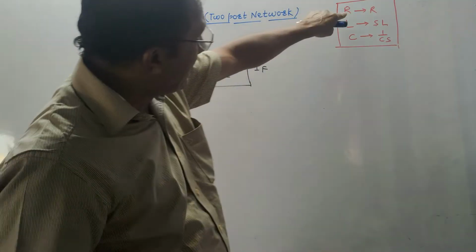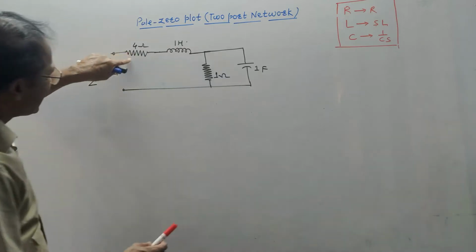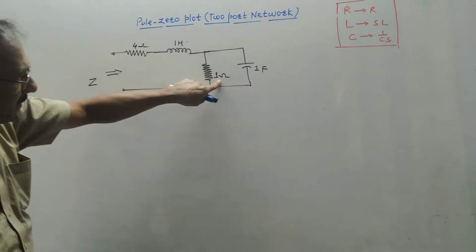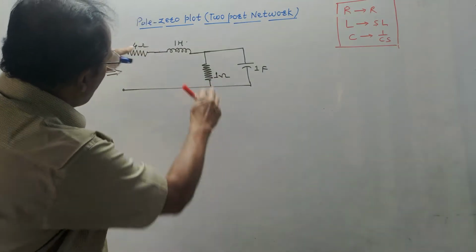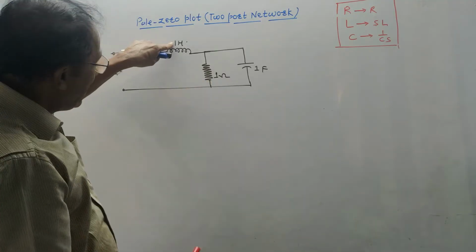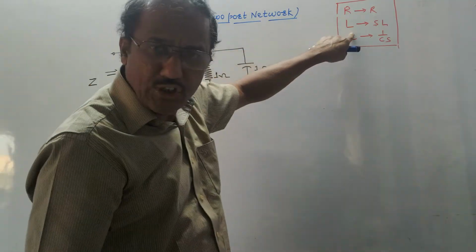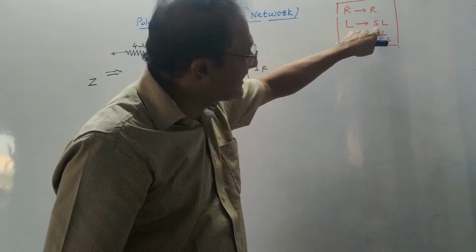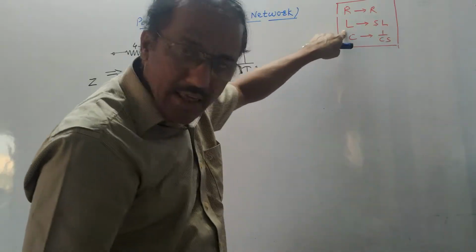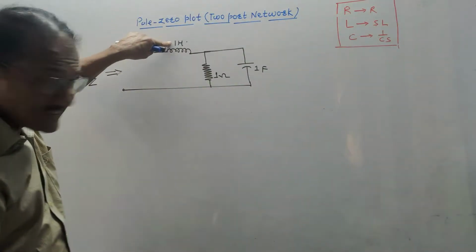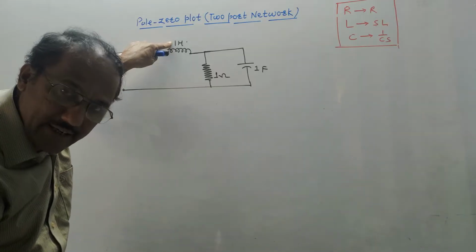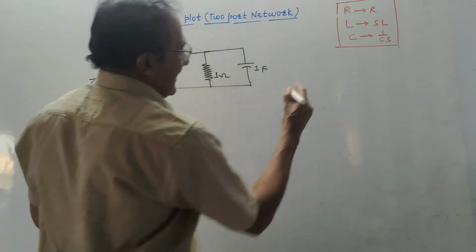As we discussed, resistance remains as it is. So this is the value of resistance, 4 ohm. Similarly, this 1 ohm is resistance. Both these values remain as it is. In place of inductor, what is the formula? L is transformed as S into L. L is the value of inductance. What's the value of inductance in the given diagram? It is 1 Henry. So I will write it like this.